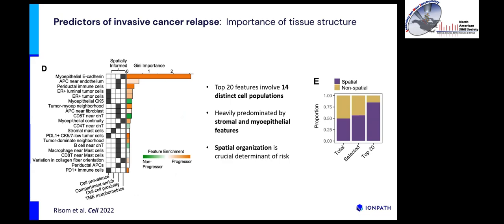And it was found that the top 20 features involve 14 distinct cell populations, and it's heavily predominated by stromal myoepithelial features. And so spatial organization is a crucial determinant of risk, meaning here that it was found that not just the phenotypes of the cells present led to the differentiation between the progressor and non-progressor samples, but it's also the structural features that were added in as well.